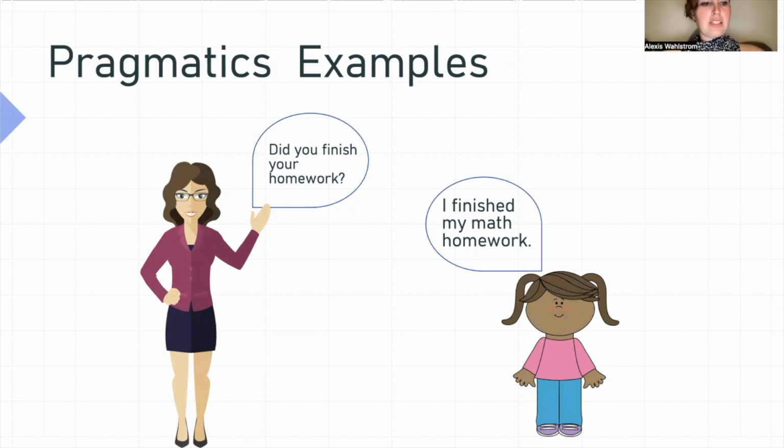If a parent were to ask a child, "Did you finish your homework?" and the child says, "I finished my math homework," the parent may feel like the child might have other homework, because they specifically said they finished their math homework and they have a lot of other subjects in school. Whereas the child's response may have been, they asked if I finished my homework and I had math homework, so I said, I finished my math homework.